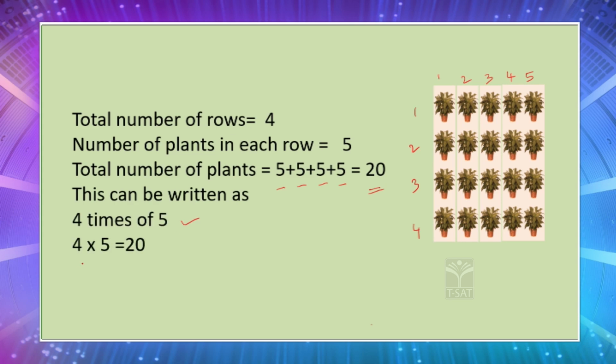And this can be written as 4 times 5, and this is 4 into 5. This into symbol is for multiplication. We are using this symbol for multiplication. So, 4 into 5 means 4 times 5. Okay, we will go for another situation.